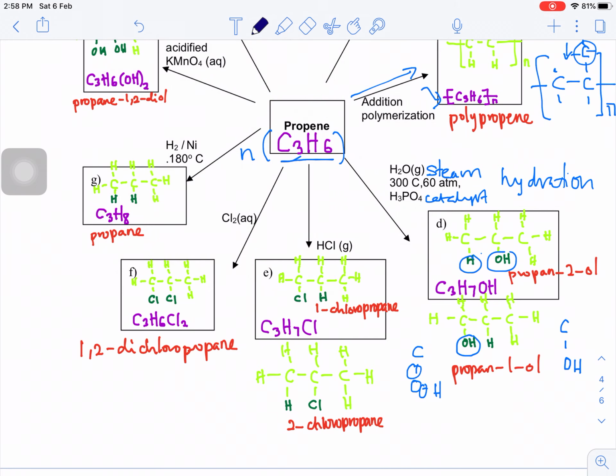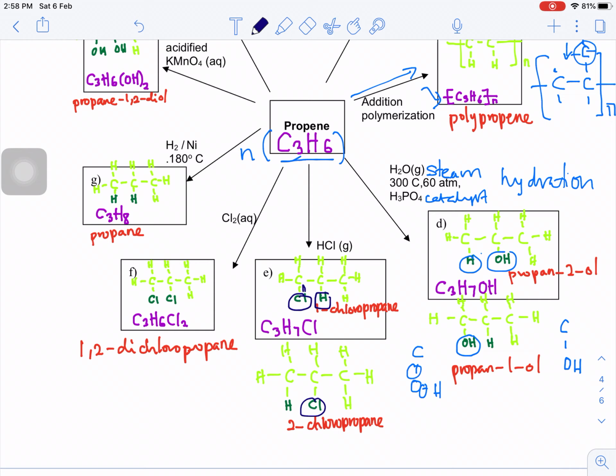Okay. So, propene with HCl, hydrogen chloride, maksud dia addition of hydrogen chloride. So, bila dia buka double bond, satu akan terima kloro, satu akan terima hydrogen. So, kalau kloro masuk karbon pertama, nama dia 1-chloropropane. Kalau dia masuk pada karbon kedua, nama dia 2-chloropropane. Okay.